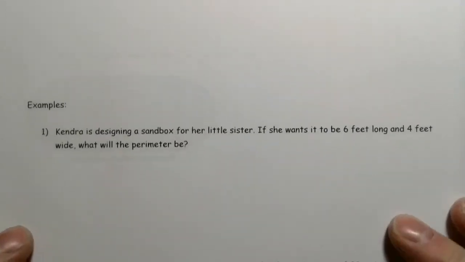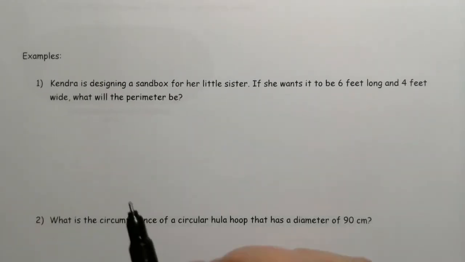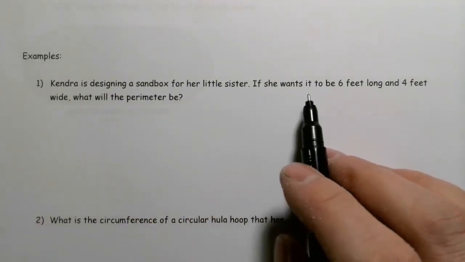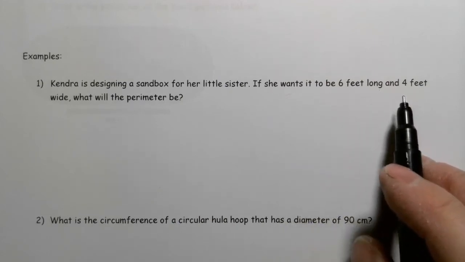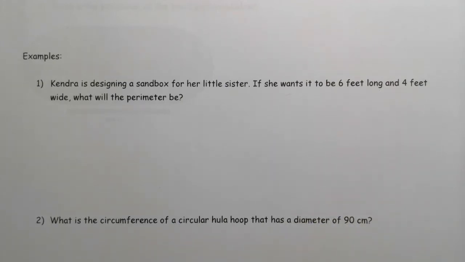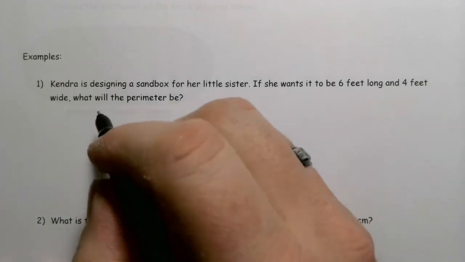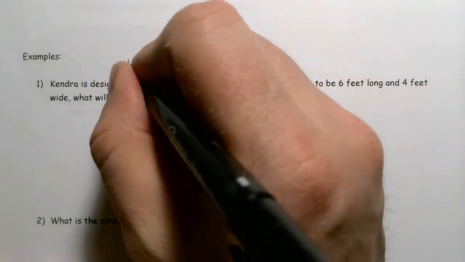Let's take a look at a couple more here. So Kendra is designing a sandbox for her little sister. If she wants it to be 6 feet long and 4 feet wide, what will the perimeter be? So now we're going to be looking at some problems where they're just describing the scenario, and we've got to interpret what's going on. So a diagram always helps.